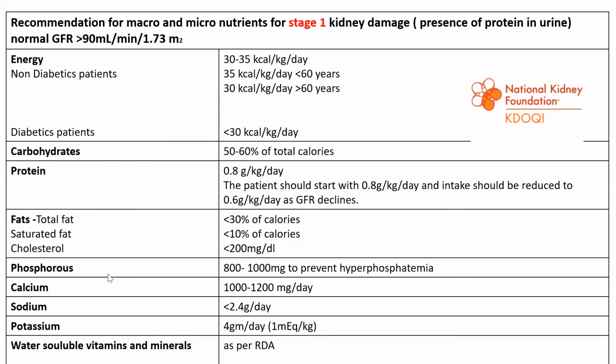Phosphorus is recommended 800 to 1000 milligrams to prevent hyperphosphatemia. Calcium 1000 to 1200 milligrams per day, that is 1 to 1.2 grams per day. Sodium less than 2.4 grams per day. Potassium 4 grams per day, that is 1 milliequivalent per kg. Water soluble vitamins and minerals as per the RDA.